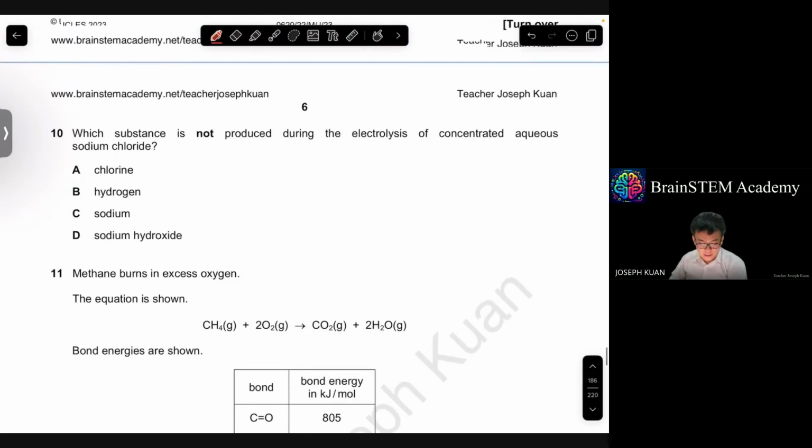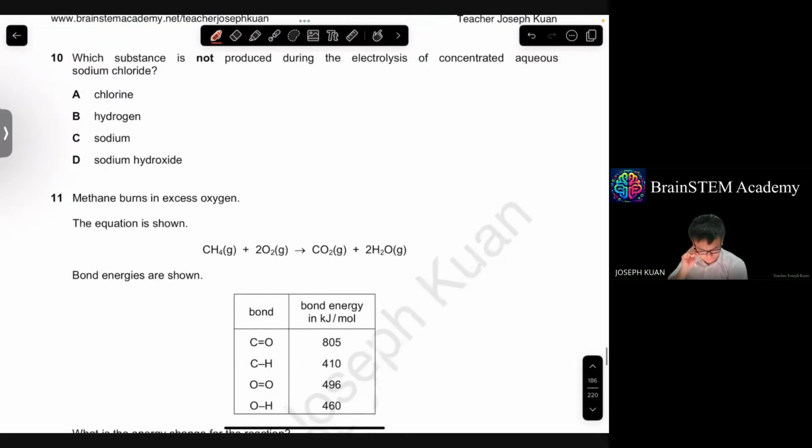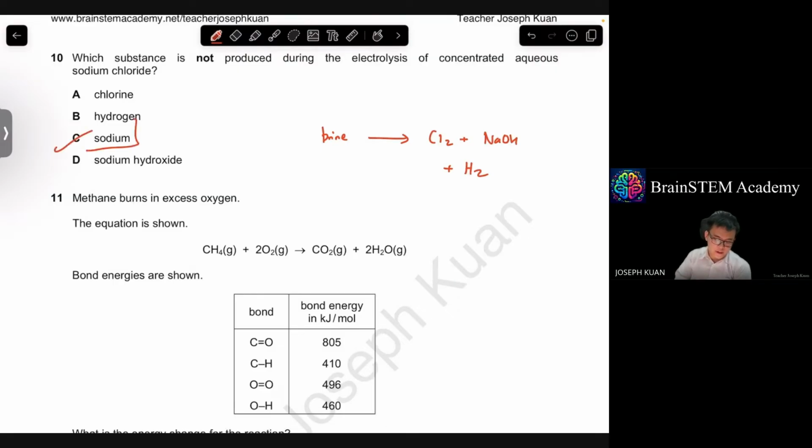What? 11, sorry, not 10. 10. Which substance is not produced during the electrolysis of concentrated sodium chloride? So this one is brine. Brine produces three things in terms of electrolysis, which is chlorine gas, sodium hydroxide, and also hydrogen gas. So hydrogen, chlorine, sodium hydroxide, not sodium. You cannot extract sodium from aqueous electrolysis due to its high reactivity.